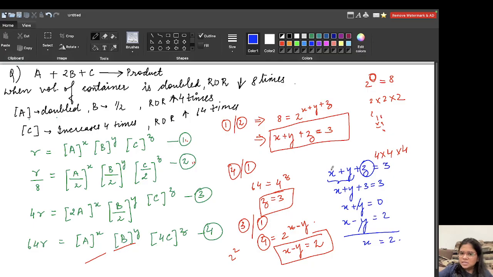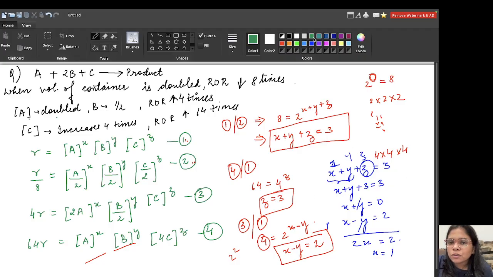No, 1 minute. It will be 2X, right? I'm adding this, 2X. So X equal to 1. If I get X as 1, then 3, 4, 4 minus 1. So Y will be minus 1.